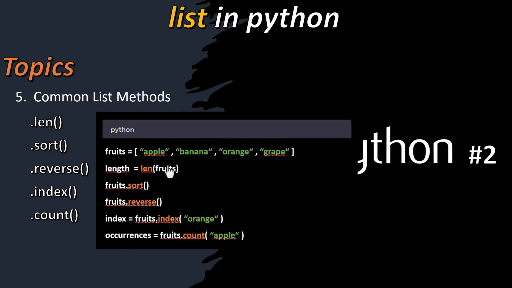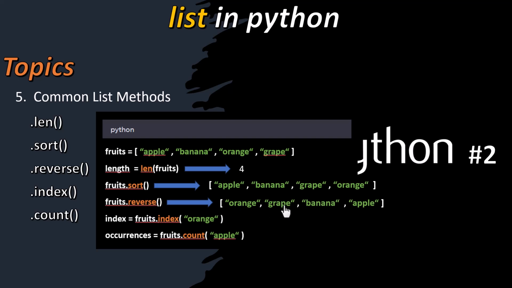Let's try these methods. length equals len(fruits) gives 4. fruits.sort() returns apple, banana, grape, orange. If you reverse this list, we have orange, grape, banana, apple. Index of orange in this list: index equals fruits.index("orange") returns 0. Occurrences of apple in the list returns 1.